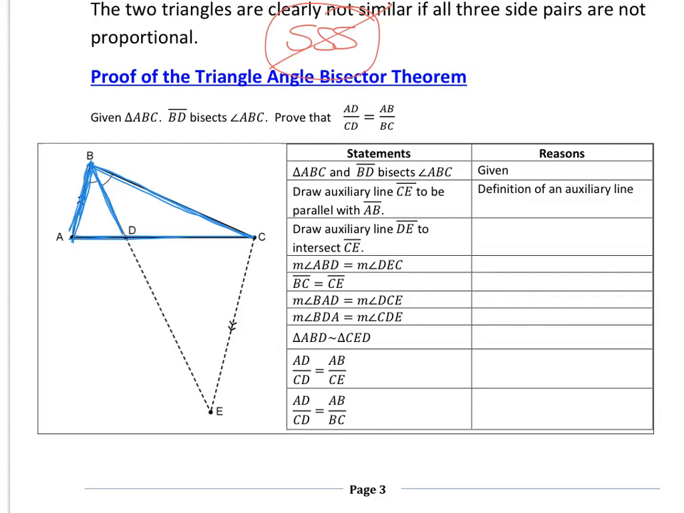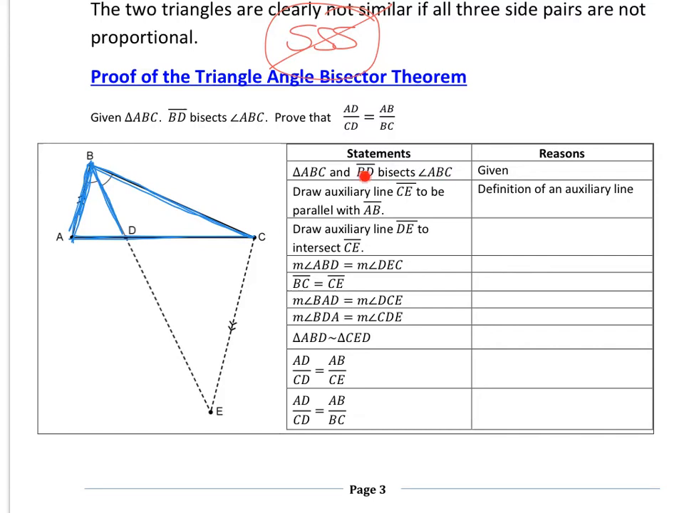So we're trying to prove that if BD is bisecting that angle, then AD to CD is proportional to these outer sides, AB and BC. And in order to do that, we need to draw some auxiliary lines. So that's what these dotted lines are all about here. They're not part of the original diagram.